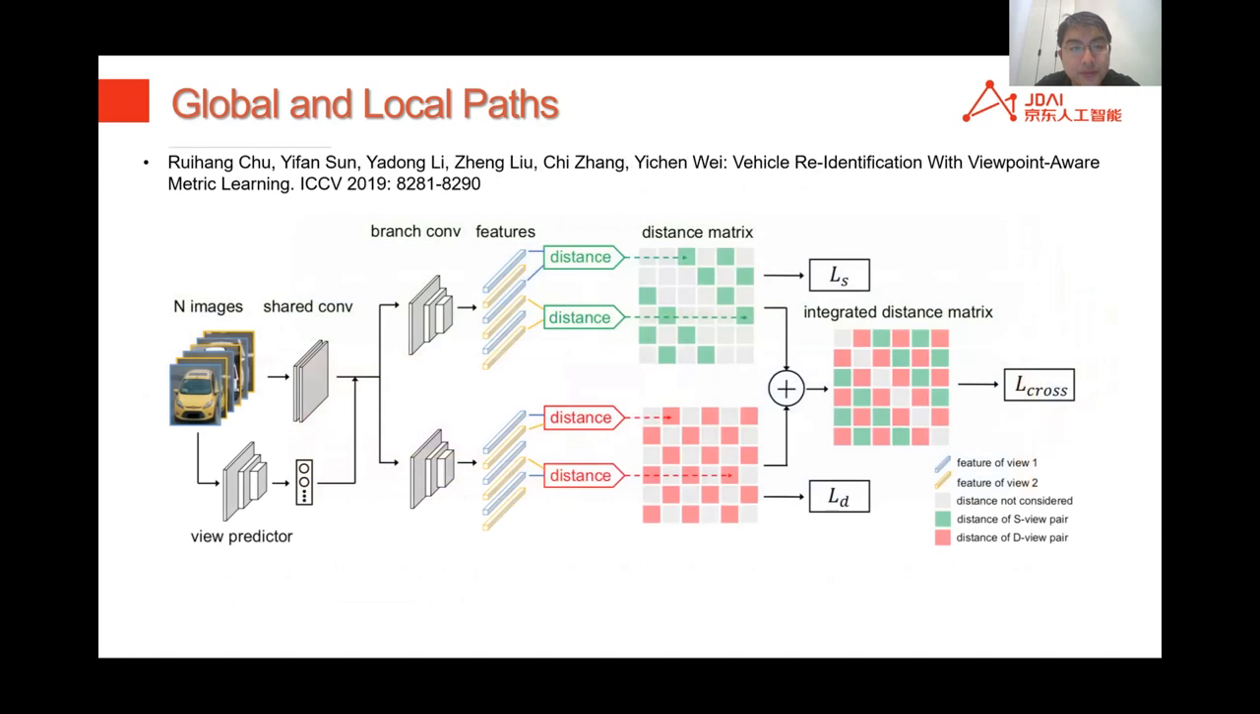This ICCV paper proposed a novel viewpoint-aware metric learning approach. It explains two metrics for similar viewpoints and different viewpoints in two different feature spaces respectively. During joint training of the viewpoint-aware network, two types of constraints are applied jointly. During inference, viewpoint is first estimated and the corresponding metric is used.